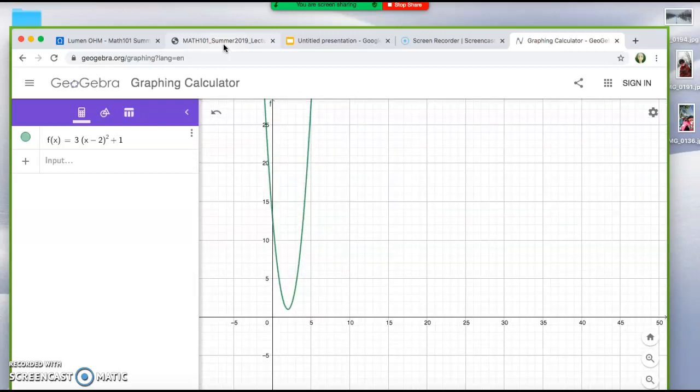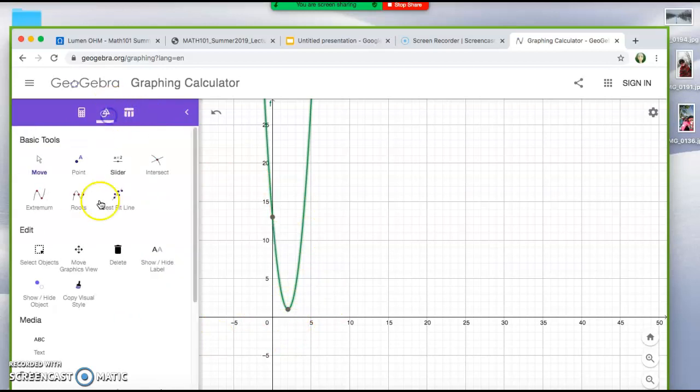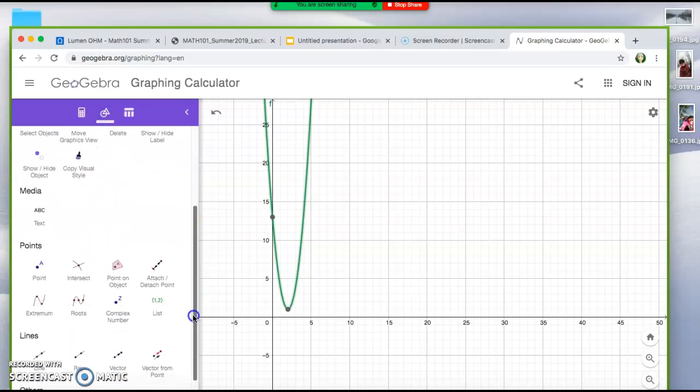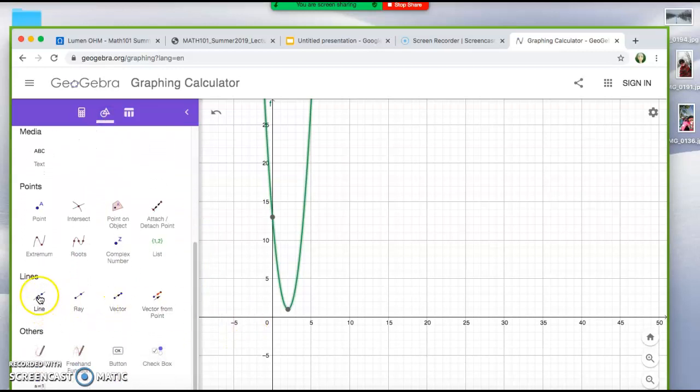All right. As you can see, the graph of this function does not cross the x-axis, hence no x-intercept, because we have imaginary roots. Then we have our y-intercept, which is right here at the point (0, 13). Our vertex here is (2, 1). And then we also have our axis of symmetry, which is right here at x equals 2.